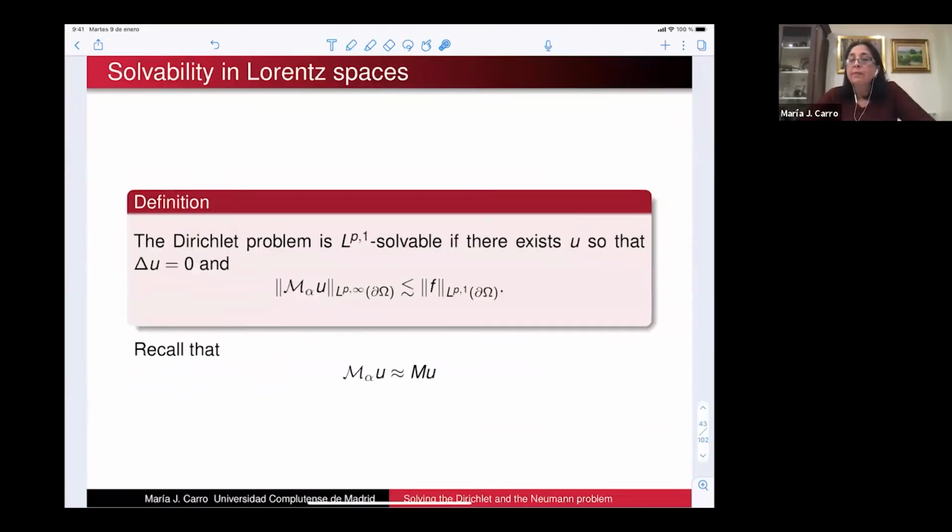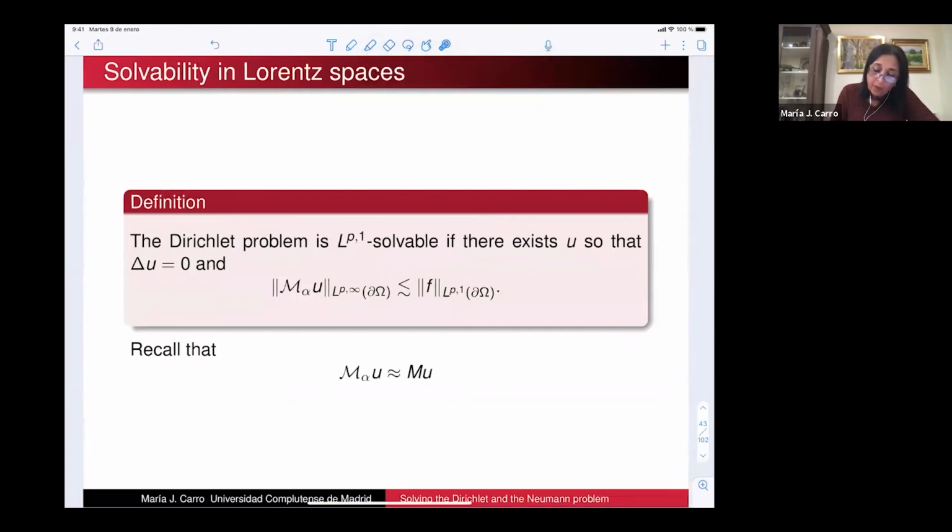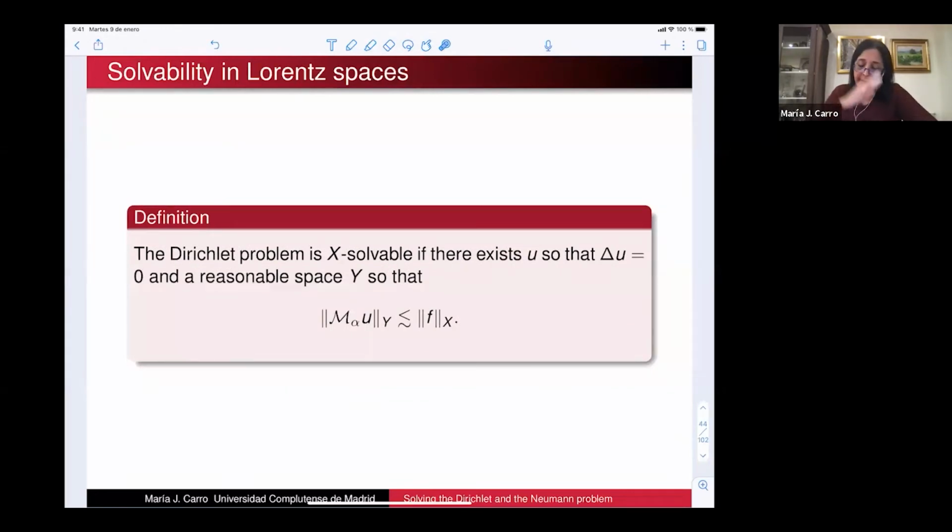Okay, so we can give the following definition. We say that the Dirichlet problem is solvable in the space LP1 if there exists a harmonic function satisfying that this operator takes LP1 into LP infinity. So if we want to solve the problem in the space LP1, let me first give you a general definition for an arbitrary space X. We say that the Dirichlet problem is solvable in some space X if there exists a harmonic function and a reasonable space Y in such a way that the operator is bounded from X into Y.